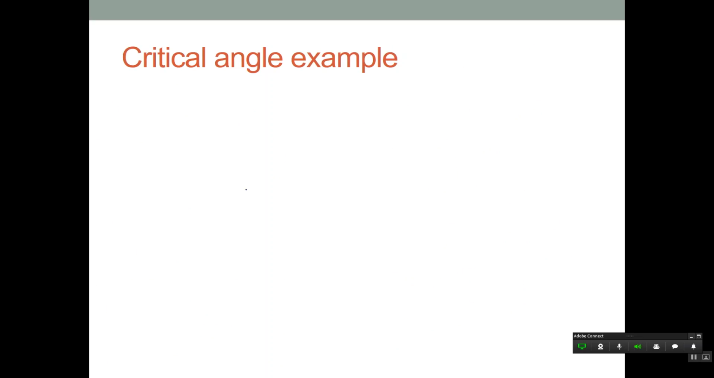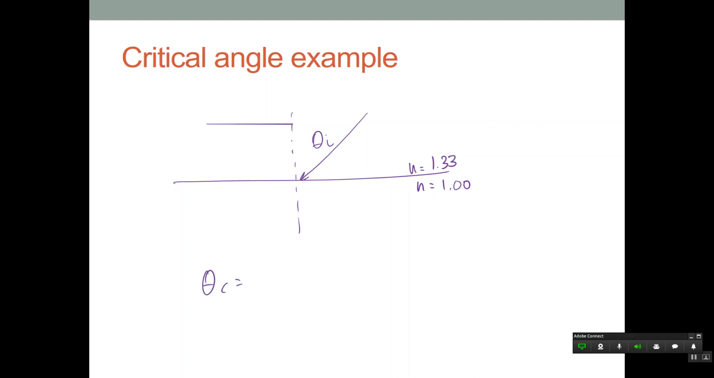So let's just do a real quick example here. I have a ray that's entering air from water. I want to know at which angle I'm going to get total internal reflection, basically solving for the critical angle. Can you guys do that quick calculation? 48.8. Let's wait until everyone gets a chance to pick up their calculators.